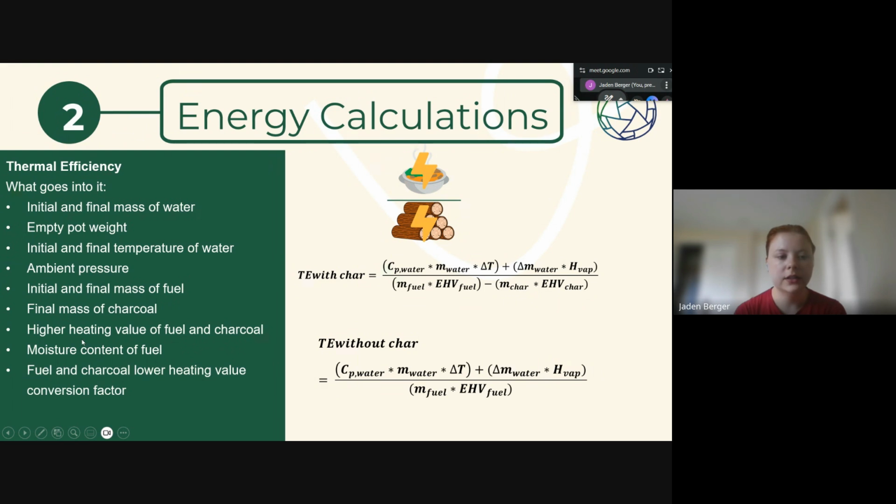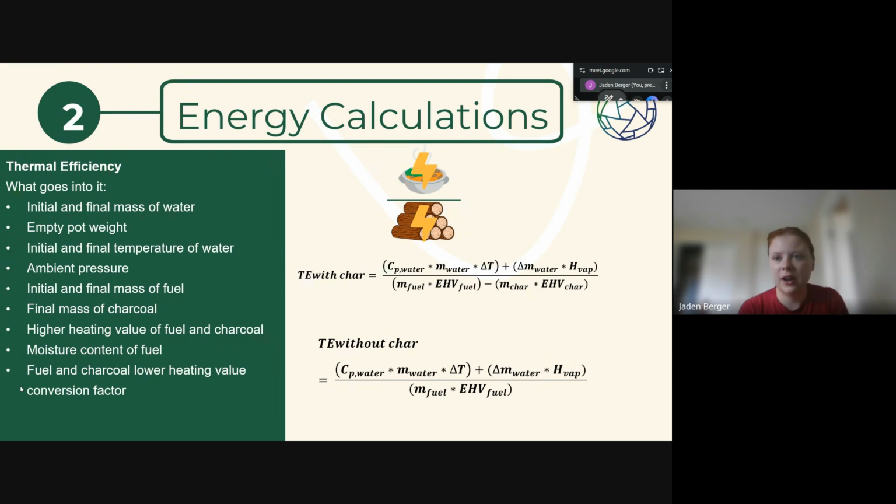These three final ones, so the higher heating value of your fuel and charcoal, the moisture content, and the lower heating value conversion factor, these all go into your effective heating value. So your effective heating value is basically the exact amount of calories in the actual piece of wood that you have. So this higher heating value, we can grab that from something like literature. And that's saying, ideally in the wood, if there was no moisture in it and everything was perfect, that's our value. But we've got some other factors.